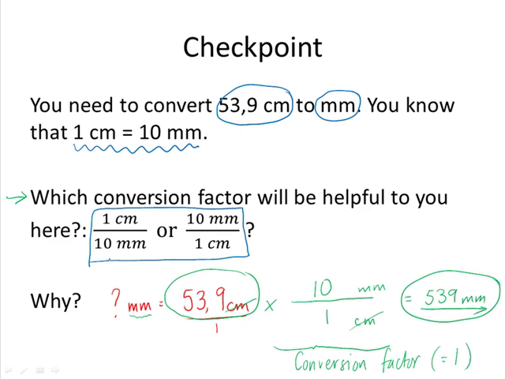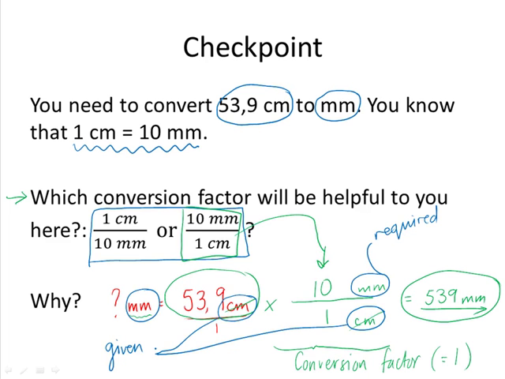The correct answer is 10 millimeters over 1 centimeter. Why? Because it has the required unit at the top and the given unit at the bottom, so that the given units will cancel away and the required unit will remain.